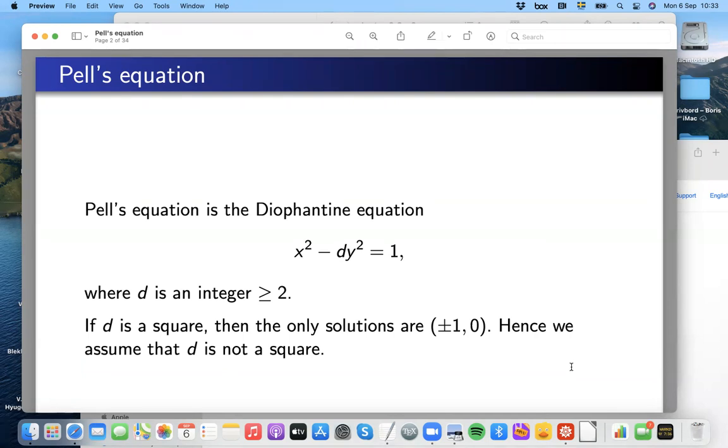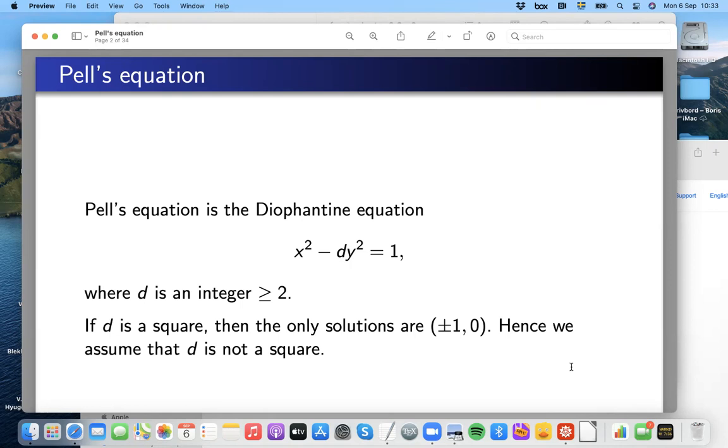Now, the first observation we make is that if d itself is a square of an integer, then the only solutions for such an equation would be x equals plus or minus 1, y equals 0. Because if we move d y squared to the other side, we get that a complete square should be equal to a complete square plus 1. And this never happens, at least outside the case x equals plus or minus 1, y equals 0.